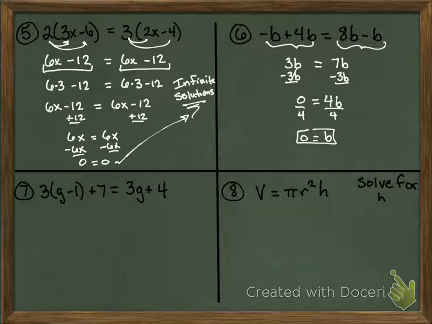Okay, let's move on to number 7. It says 3 times g minus 1 plus 7 is equal to 3g plus 4.